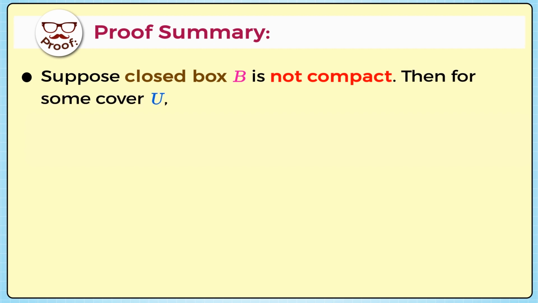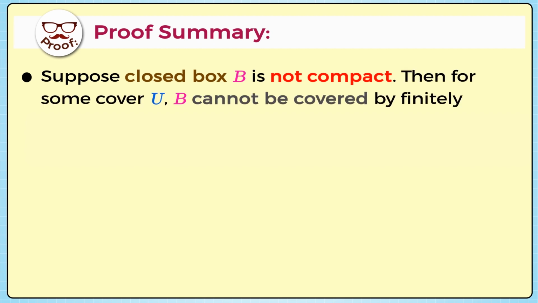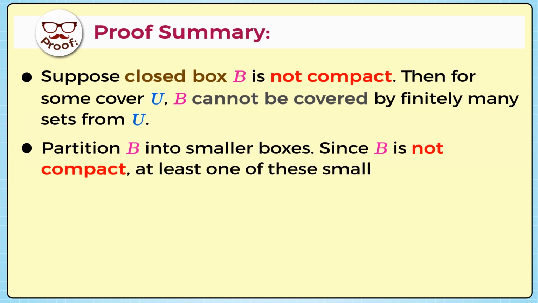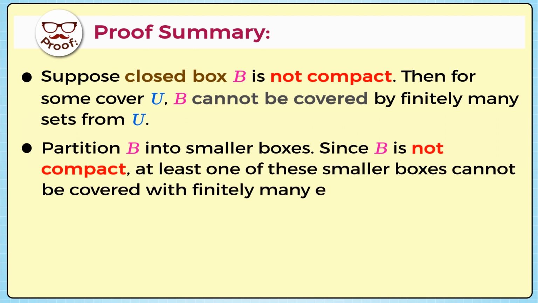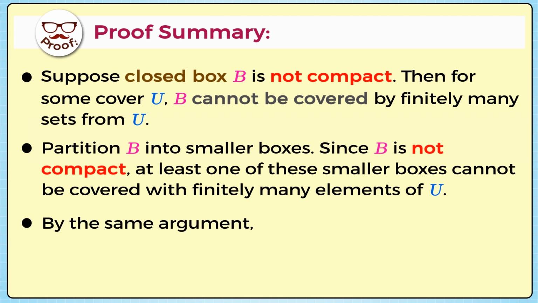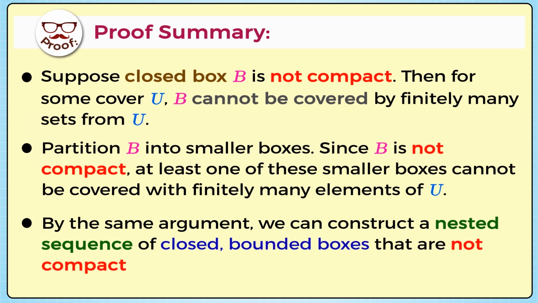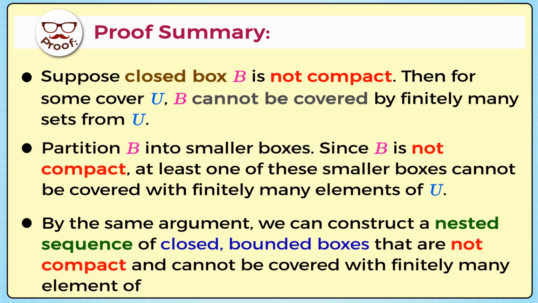Then for some cover U, B cannot be covered by finitely many sets from U. Partition B into smaller boxes. Since B is not compact, at least one of these smaller boxes cannot be covered with finitely many elements of U. By the same argument, we can construct a nested sequence of closed, bounded boxes that are not compact and cannot be covered with finitely many elements of U.